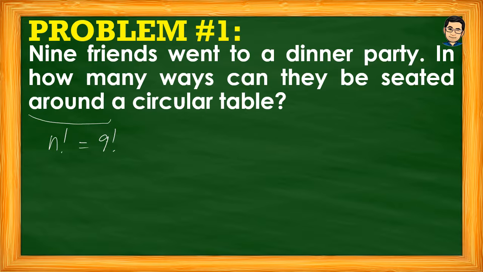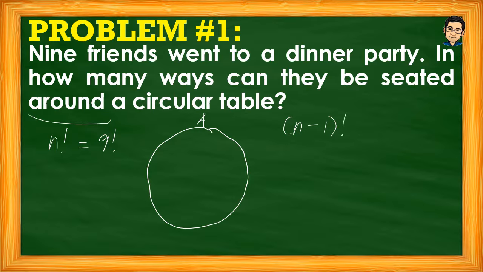Since circular permutation siya, like for example, meron tayong circular table dito. And then, si A nandito siya. So, fix po si A dun sa position na yon. And then, si B hanggang si I, sila yung magpapalit-palit ng kanilang mga pwesto. Kaya po yung ating formula is the quantity of n minus 1 factorial.